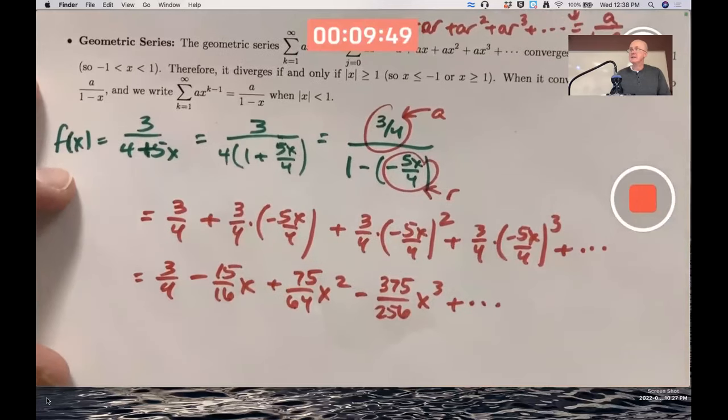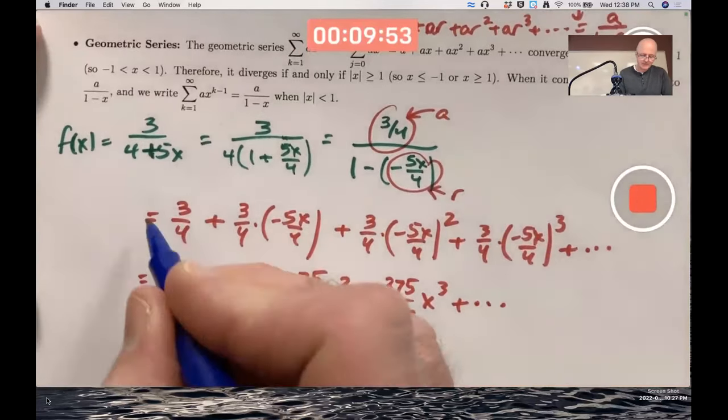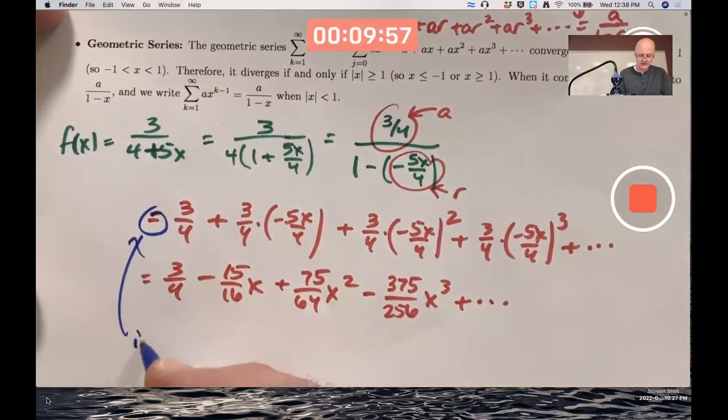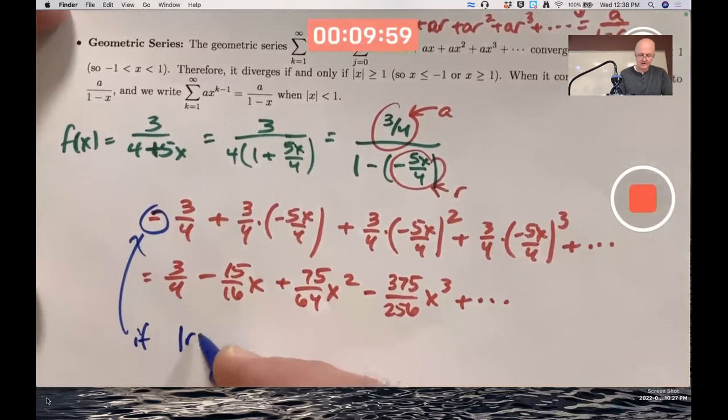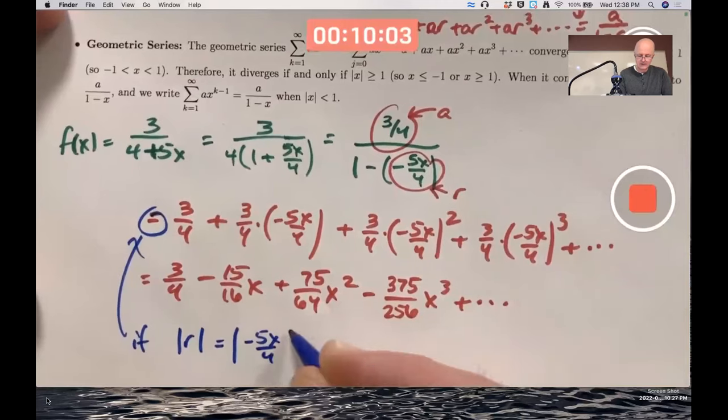For what values of x is this true? This equality right there is true if the absolute value of r is less than 1. R is negative 5x over 4.